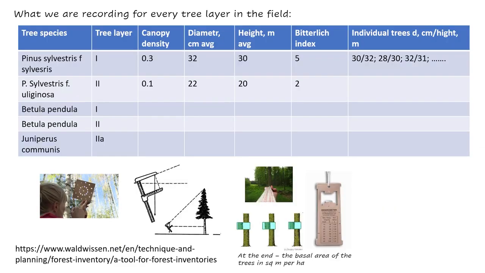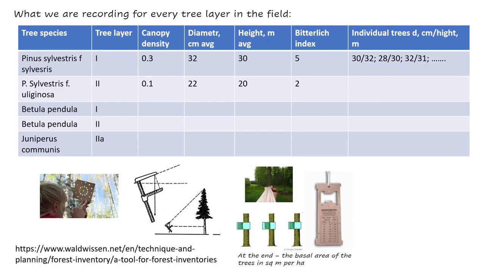Next step, you characterize every layer. For every tree layer, you put the tree species and designate individually for these tree species and for this layer the canopy density, average diameter, and average height. You can also make this diameter and height more accurate using not very complicated instruments. You also have uncomplicated instruments for canopy density.